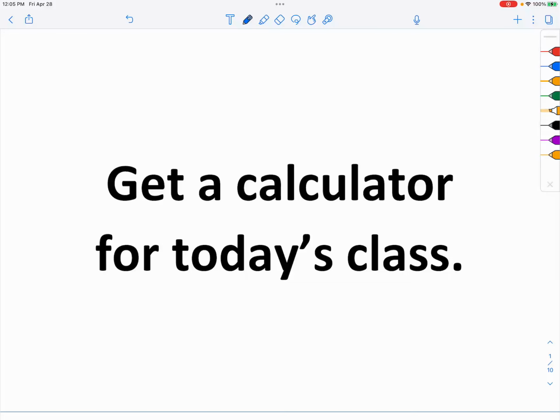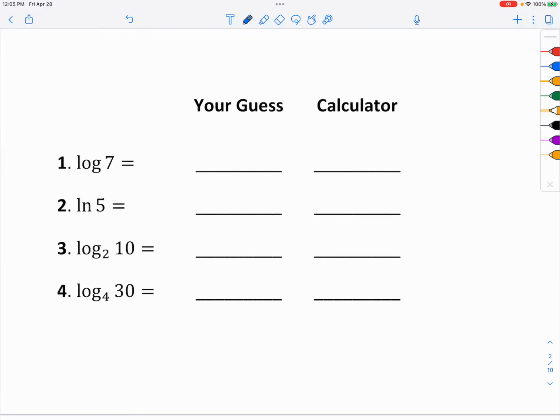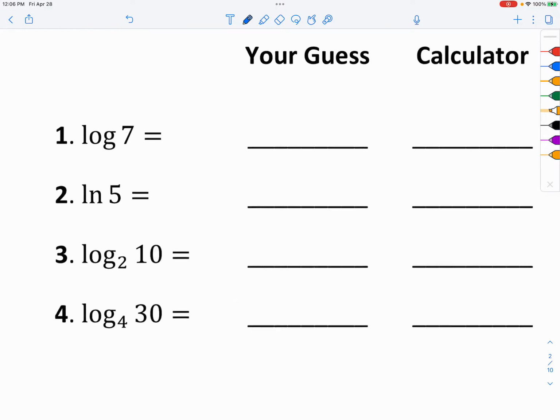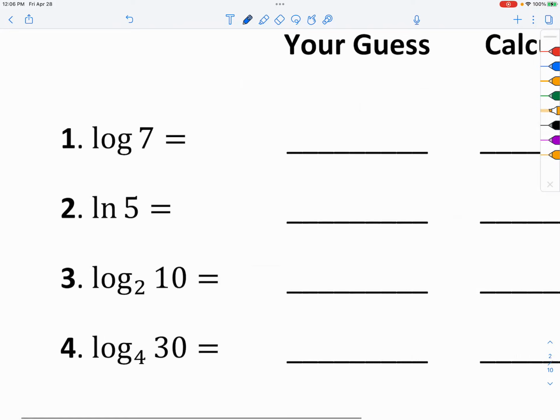Okay, so you will use a calculator, but not now. The first thing I want you to do is to look at these 4 questions and estimate these answers. The reason I need you to estimate is that I don't need you to be very accurate, but if you look at the instruction, I said be within plus or minus 1 accuracy.